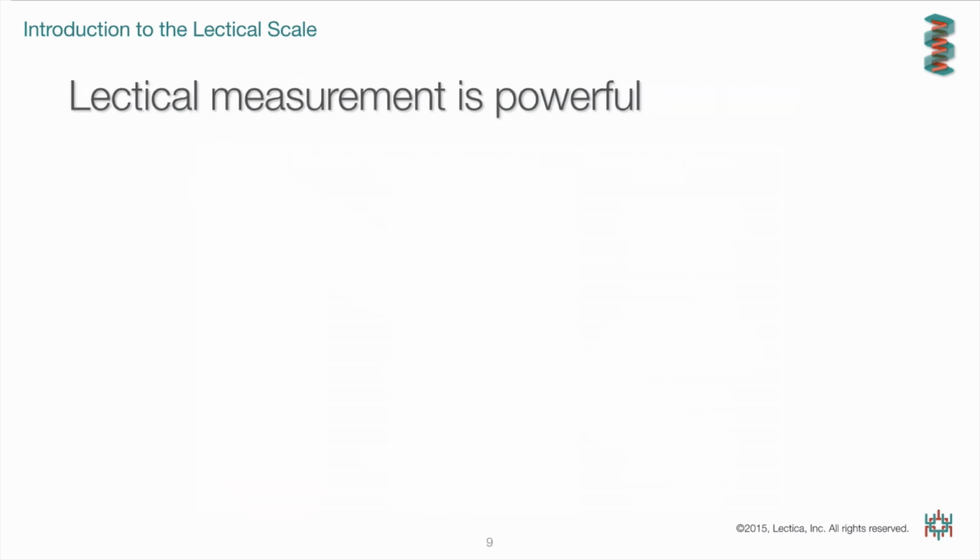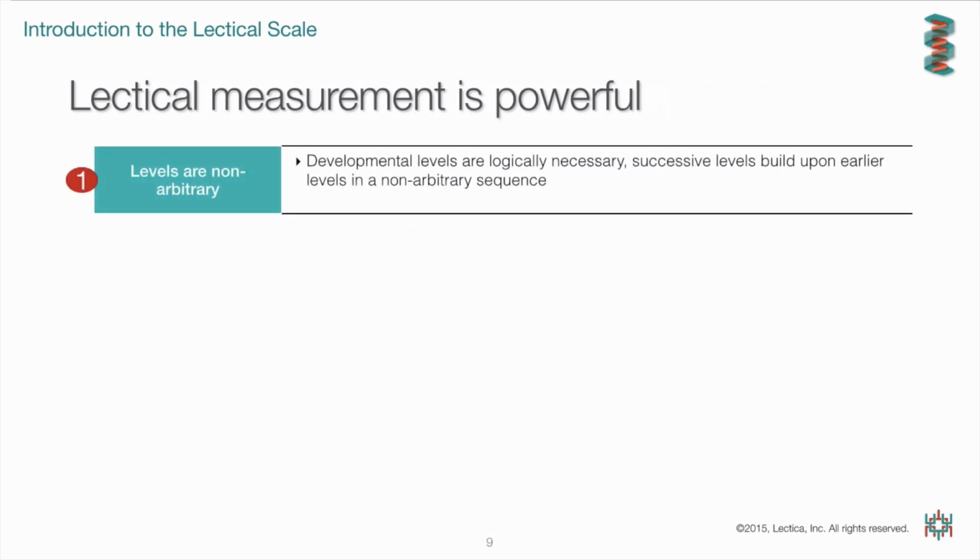For this reason, the LAS is very powerful indeed. Let me step you through 4 reasons why. First, lectical levels are non-arbitrary. Each level in the sequence builds upon an earlier level in a non-arbitrary sequence. Put simply, the levels are hierarchical because each level provides the foundation for the next level, which means that lectical levels can't unfold in any other order.